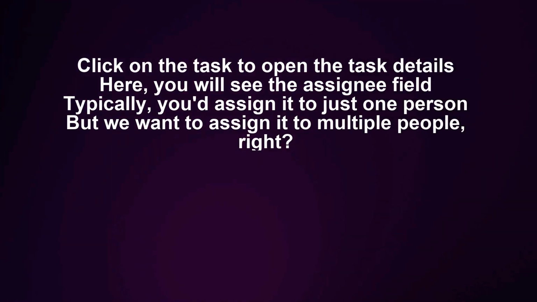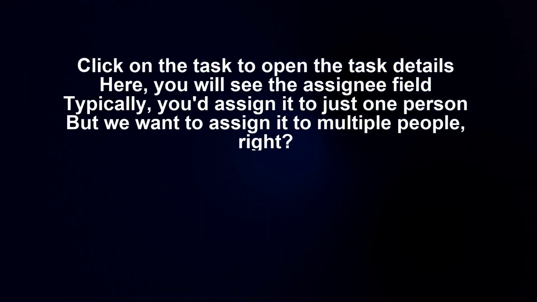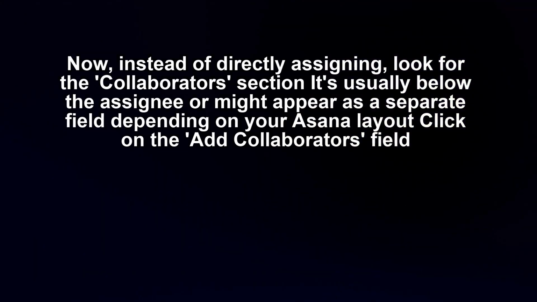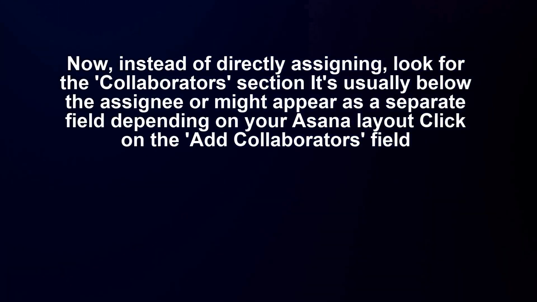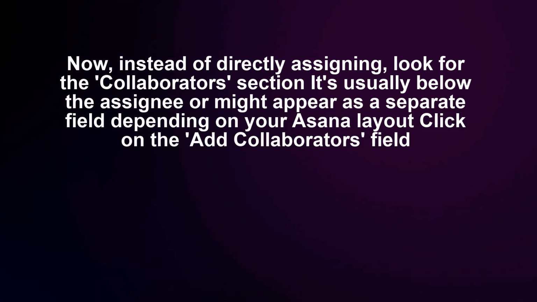Here, you will see the assignee field. Typically, you'd assign it to just one person, but we want to assign it to multiple people, right? Now, instead of directly assigning, look for the Collaborators section. It's usually below the assignee or might appear as a separate field depending on your Asana layout.